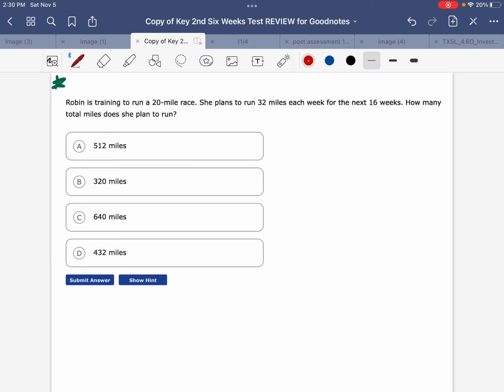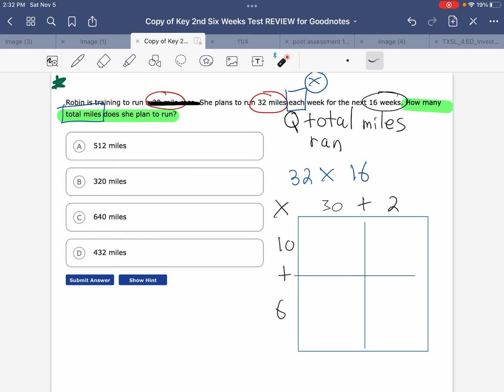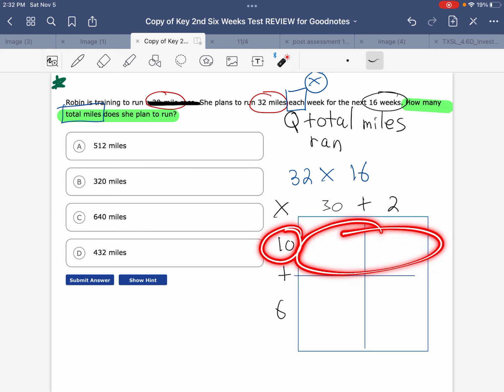I have 30 plus 2. I have 10 plus 6. Put my little multiplication sign. So again, when I multiply the first two boxes, I'm using the 10 and the top two numbers. I'm not using the 6. So I have 10 times 30, 10 times 2. The bottom boxes, I'm using the 6, not the 10. So I have 6 times 30, 6 times 2.